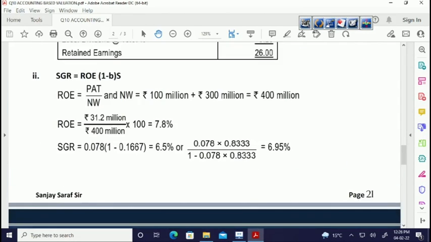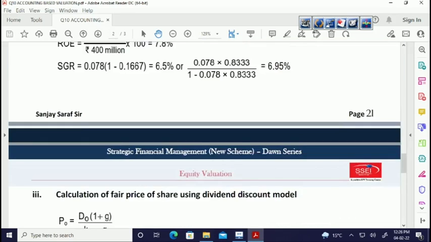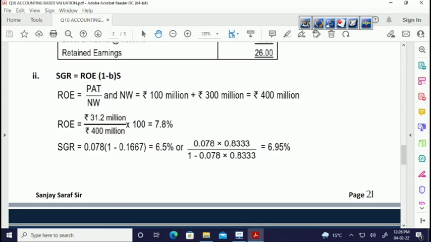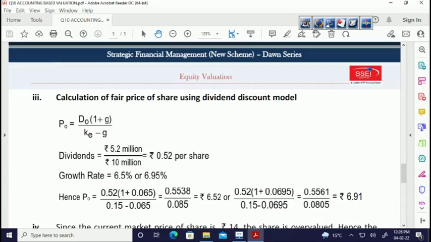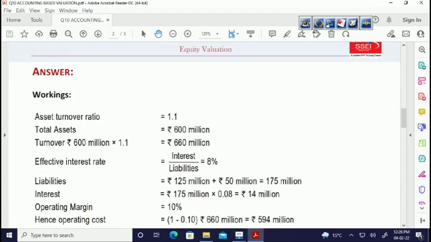Here you have the answer in case the figures were difficult for you. 0.52 into 1.065 divided by RE minus G. The answer comes to 6.52. I don't know why they have done it twice. Oh, they have calculated two sustainable growth rates. I don't know what's happening, whatever. So that's the value of the share, D1 by RE minus G.